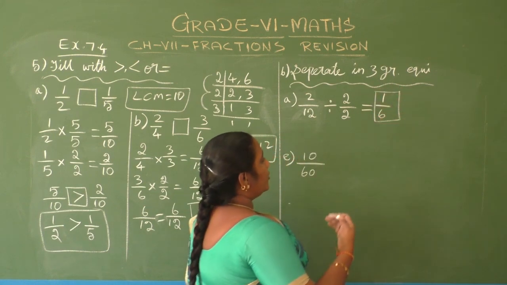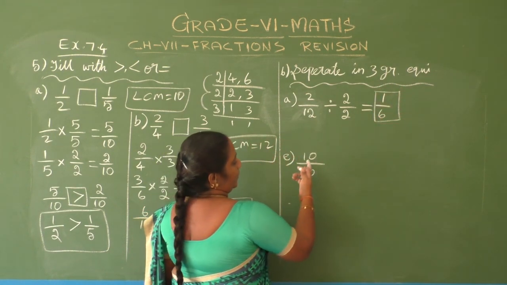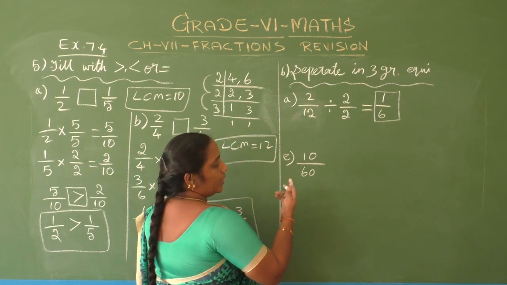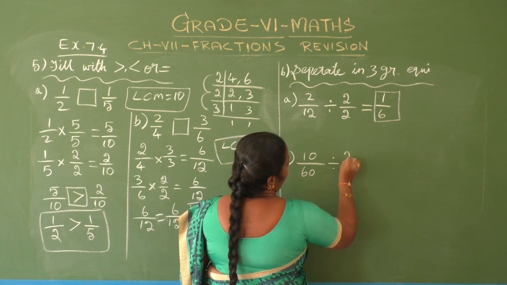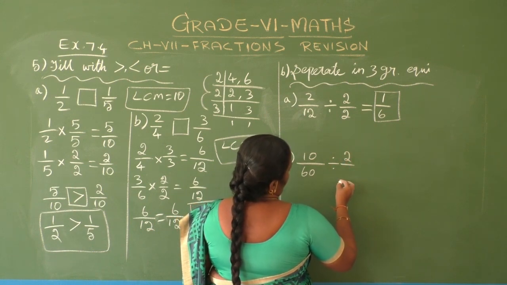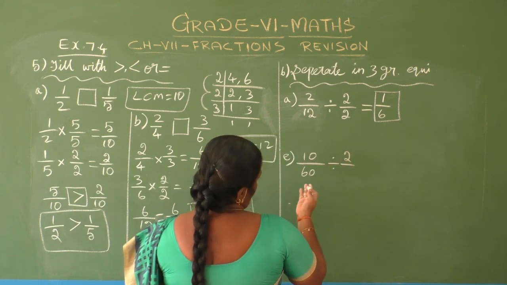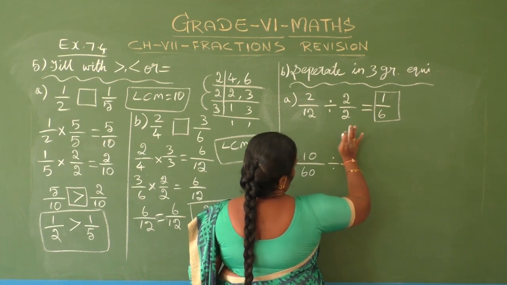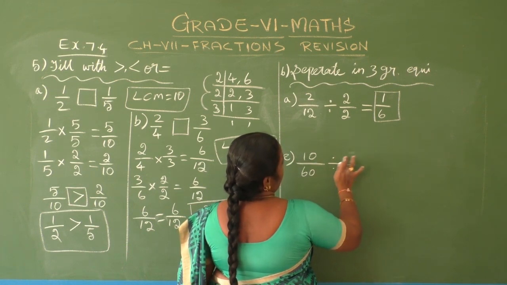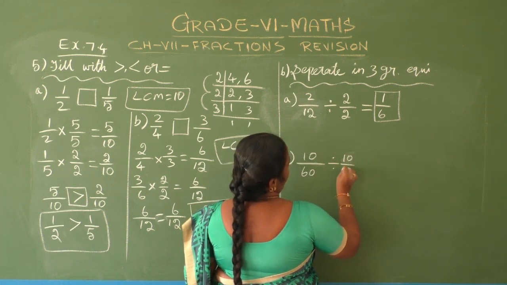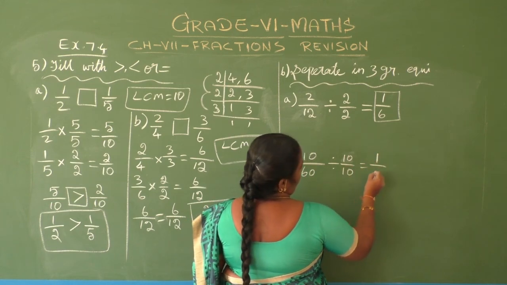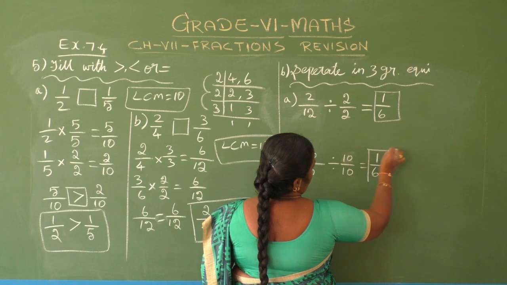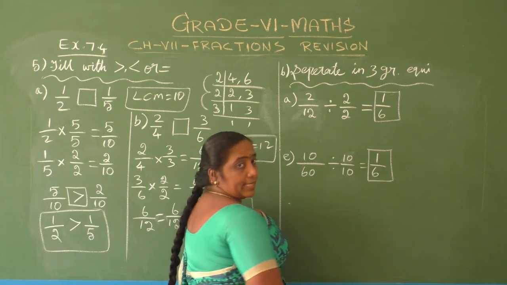Like that, I am going to reduce the next one. It is 10 by 60. Here also both sides are even numbers. So I am going to take the 2 table. Sorry, I am going to take the 10 table, because 10 by 60. 10 by 10, 1 ten is 10. 6 tens are 60. 1 by 6. See, my final answer is 1 by 6.